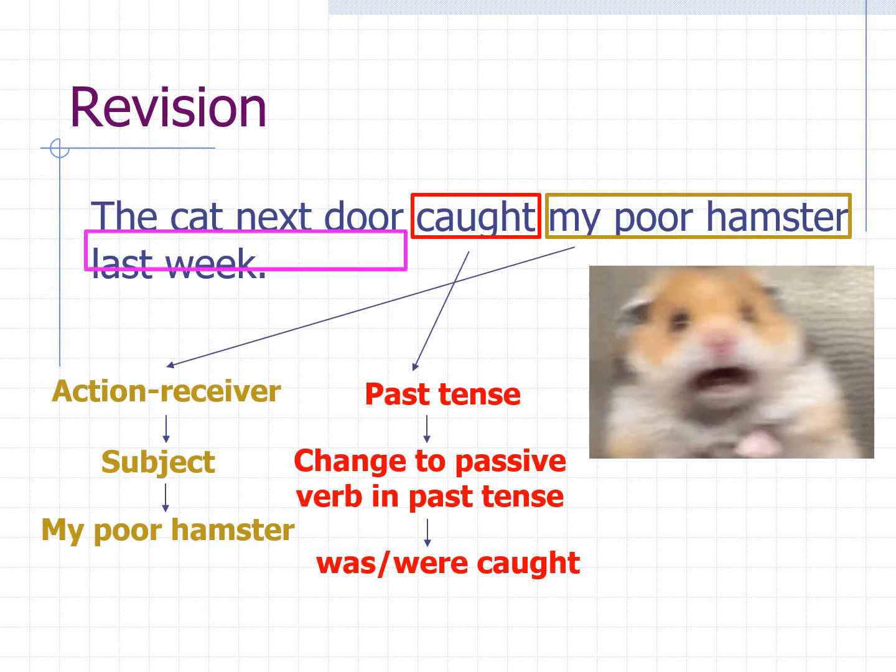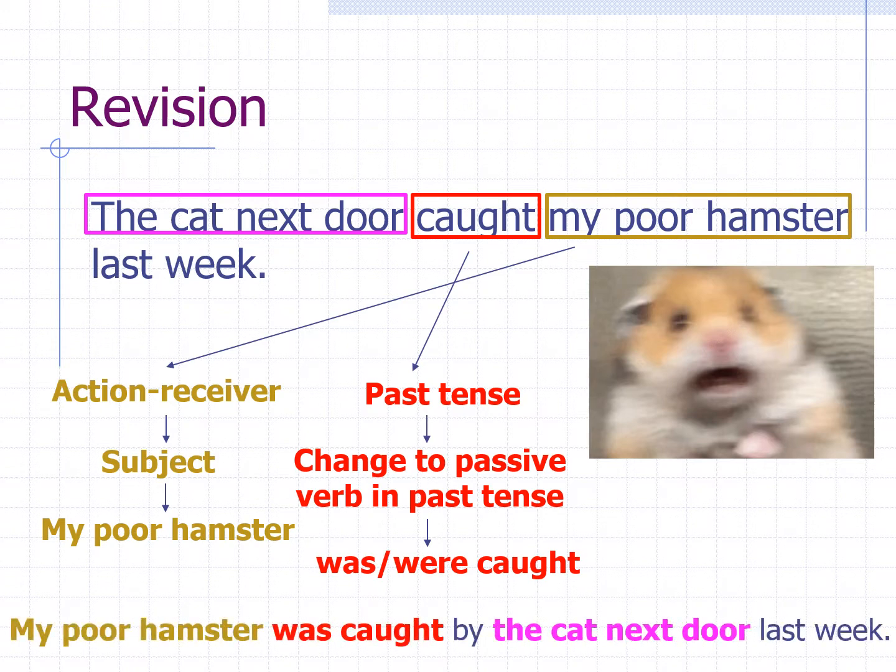And then look at the subject of the sentence. Now this comes before the verb, and this is the subject or the action doer, the cat next door. Now basically we can form a sentence already. That is, my poor hamster was caught by the cat next door last week. Now, pay attention. We have to use was in this case because the new subject, my poor hamster, is third person singular. So in past tense, we just use was.